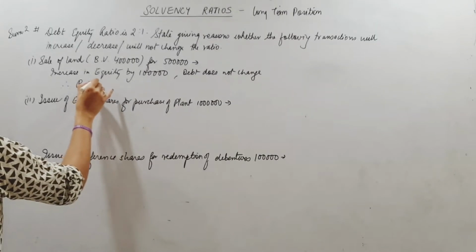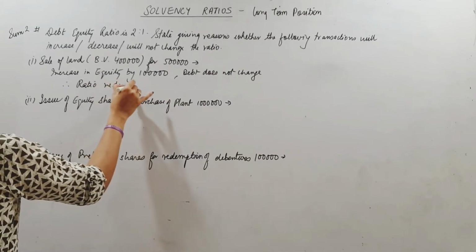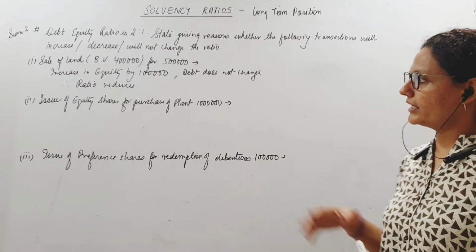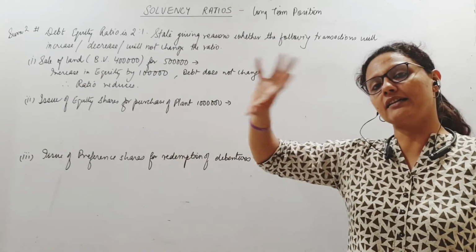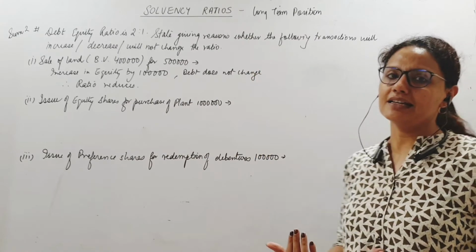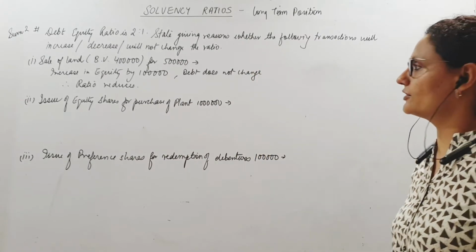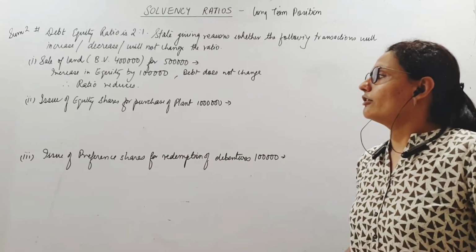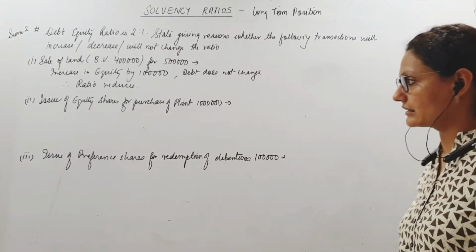Therefore, ratio reduces. This is the reason. Correct? You worked it out. Therefore, ratio has gone down because numerator did not change. Denominator has increased. Okay? Now, issue of equity shares for purchase of plant, 10 lakhs.